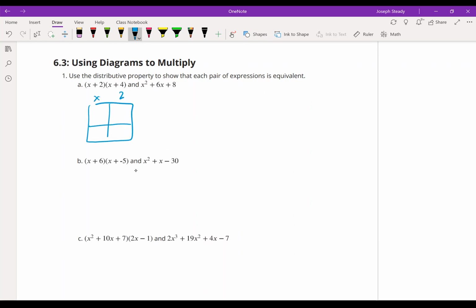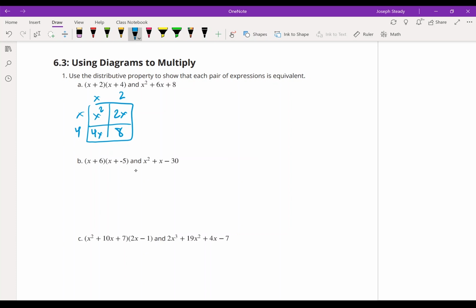So we've got x plus 2 times x plus 4. And we'll just see what this gives us. Again, we do x times x, we get x squared. We do x times 2, 2x. X times 4, that's 4x. And 4 times 2 is 8. Remember, you're multiplying here, not adding.